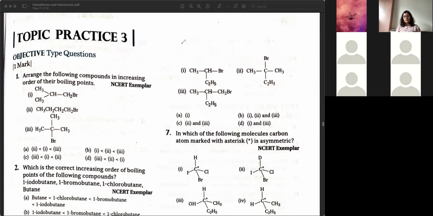The question is asking, all of these are undergoing nucleophilic substitution, which will give a racemic mixture.